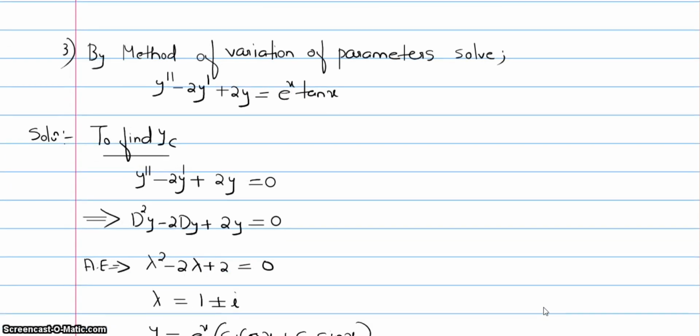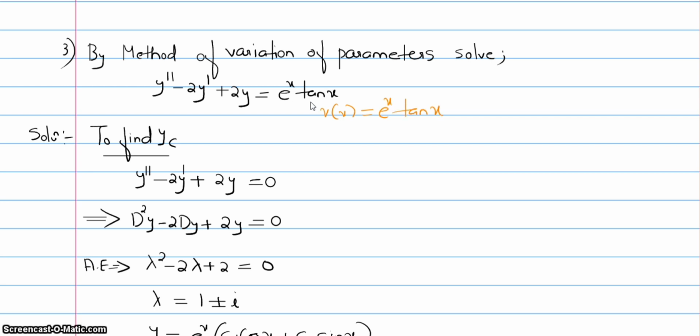Our next problem, using the same method of variation of parameters, solve this non-homogeneous linear differential equation with constant coefficients: y'' - 2y' + 2y = e^x tan x. So the right hand side, the r(x) value, is e^x tan x.